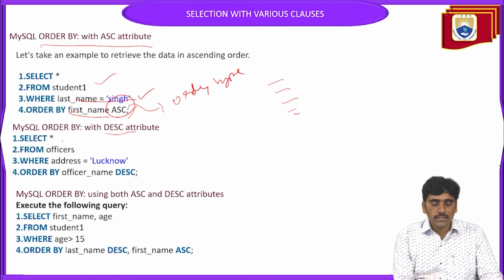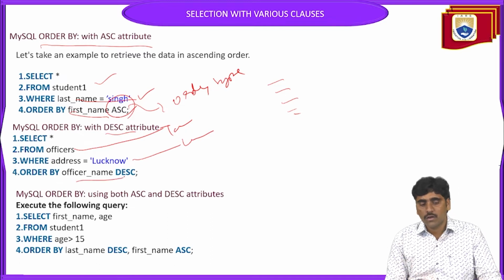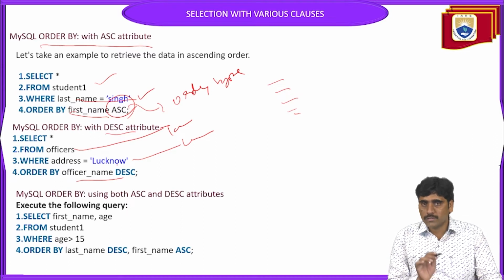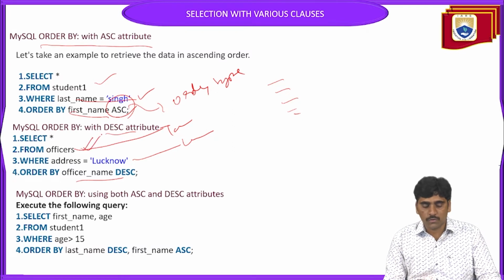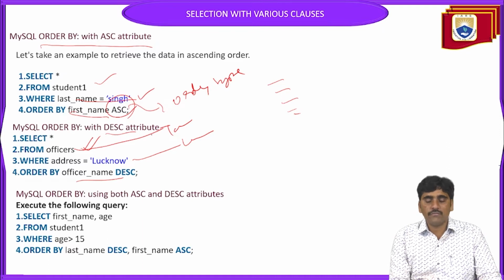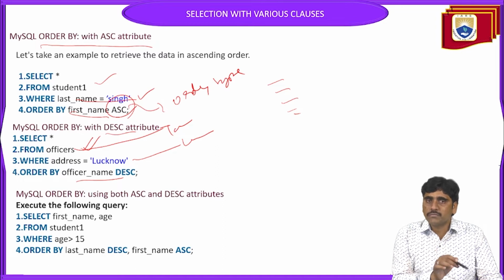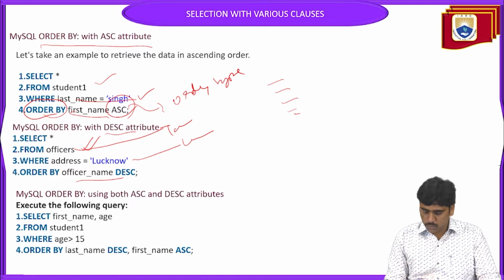Similarly, descending order. SELECT * FROM officers, where officers is the table name, WHERE address = 'Lucknow' ORDER BY officer_name DESC. The officer names are in descending order, and where the address equals Lucknow, it displays all the values from the officers table. This is the way you can mention ascending or descending order, that is the order type. Before mentioning the order type, you have to specify the ORDER BY clause also.